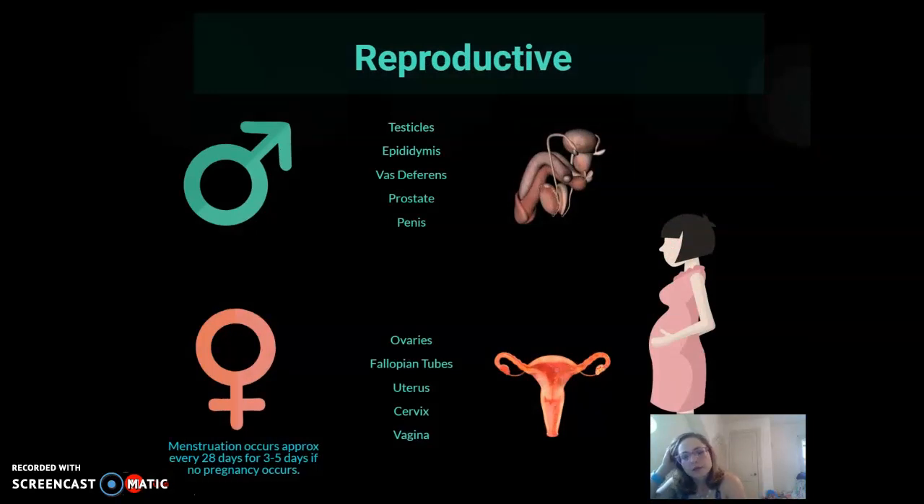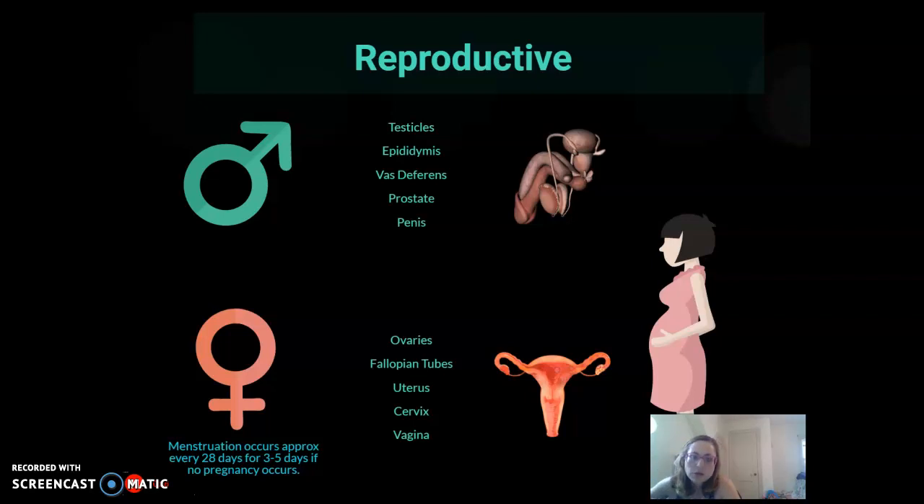So the purpose of the reproductive system is to reproduce. So that's a little giveaway. To reproduce another human life for us. So there's two different types of humans, right? Males and females. So they have different organs, different sexual organs.